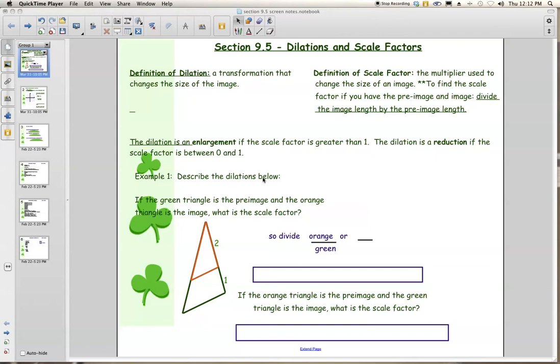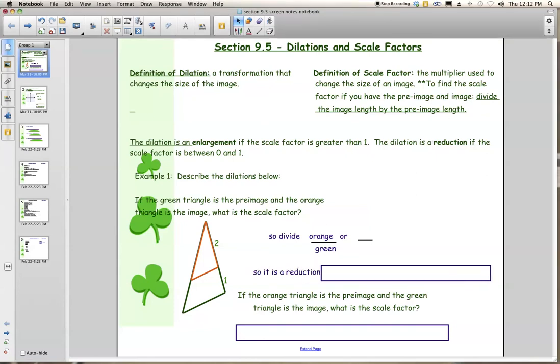So your first example is to describe the dilation that they give you. It says if the green triangle, that's this one, is the pre-image and the orange triangle is the image, so it started at the green and went to the orange. First of all, what kind of scale factor is it? You'd have to decide if it's an enlargement or a reduction. And the answer is it's a reduction. The orange one is smaller than the original green triangle.